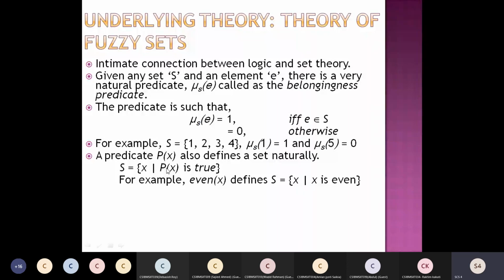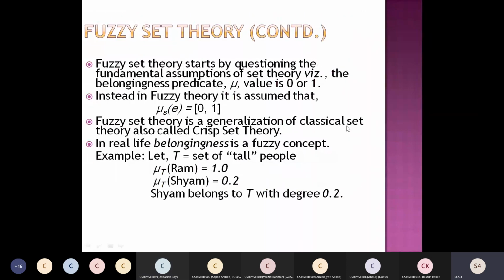तो अगर मैं यहाँ पे आपको पूछूं कि mu s of 7, what will be the value of that? 0, sir. Very good, that will be 0. So up to this portion, I think this is clear. Now let's come back to this one. So fuzzy set theory starts by questioning the fundamental assumption of set theory, that is the belongingness predicate.